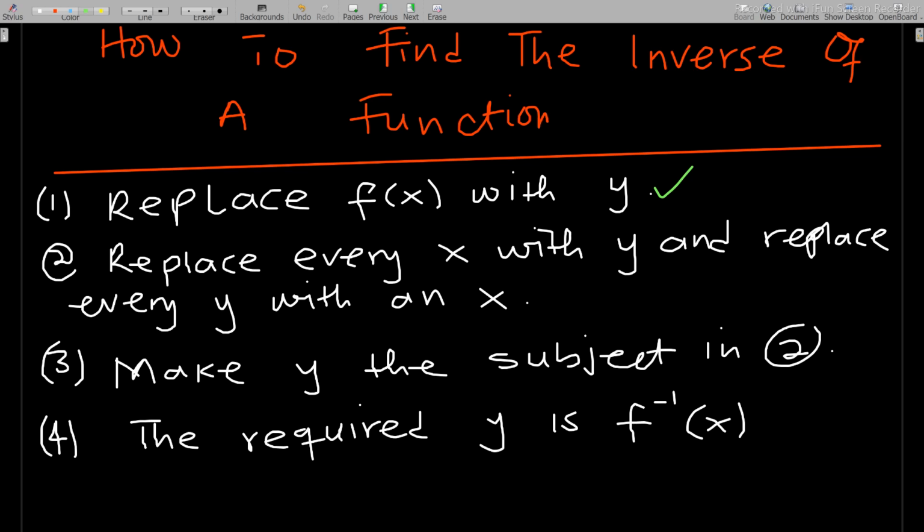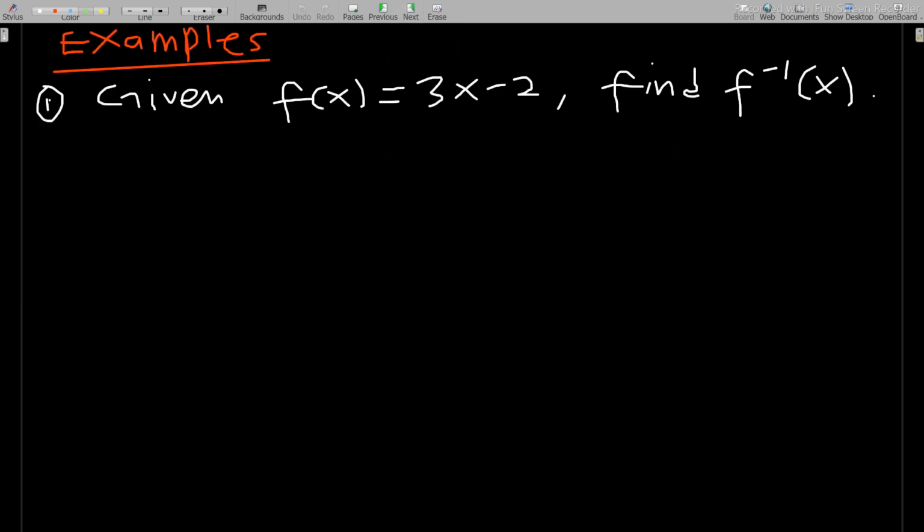Then the second step is to replace every x with y and every y with x. What you have to do is just interchange x and y. Wherever you see y in the equation, you change it to x, and wherever you see x, you change it to y. The next step is to make y the subject in step 2. After changing every x to y and every y to x, make y the subject again, and the y that you get is your f inverse of x. This is very, very cool, right? So let's take an example and go through the steps for you to understand.